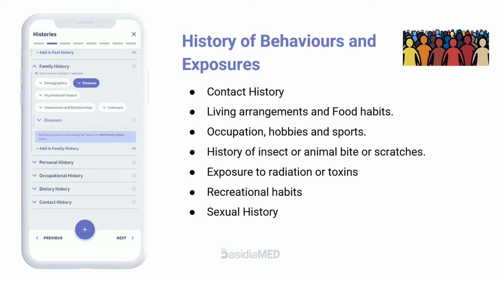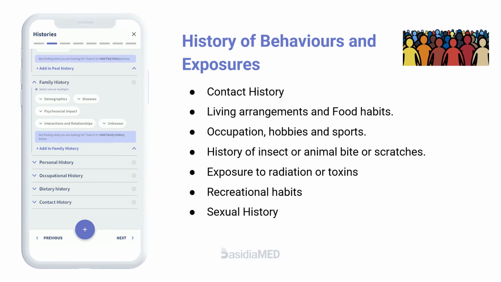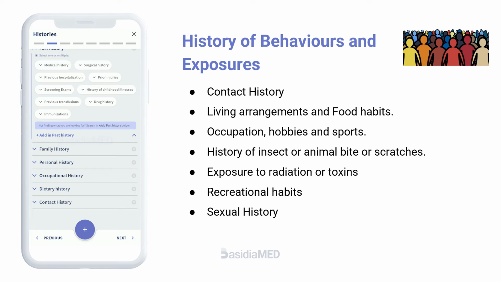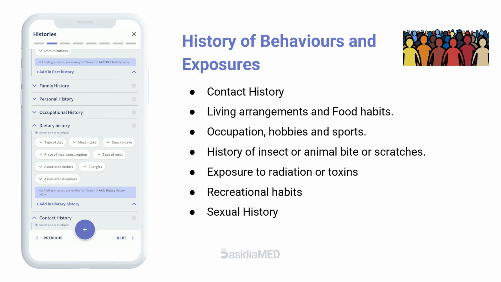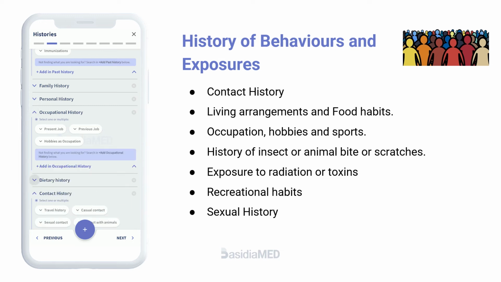History of behaviors and exposures are important in infectious diseases. Obtain information regarding the following: contact with anyone having similar symptoms or living with someone who has been treated for an infection. Living arrangements including access to clean water and sanitation, proximity to animals or rodents. Food habits including ingestion of unpasteurized milk or cheese. Occupation, hobbies, and sports, especially those involving exposure to water, animals, or healthcare. Check for a history of insect or animal bite or scratches.